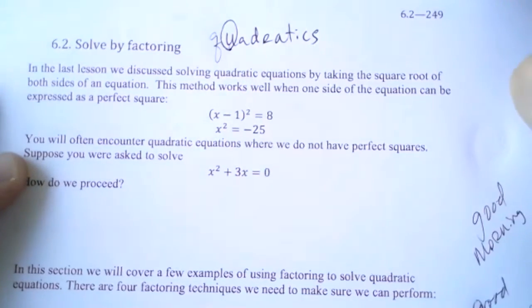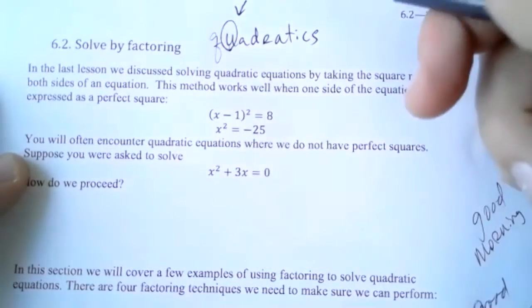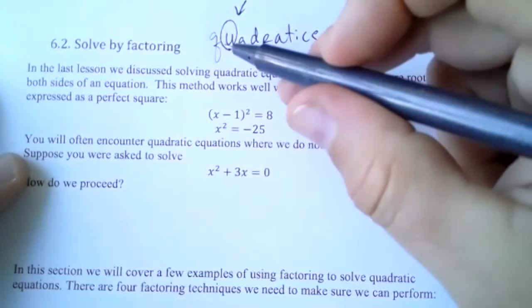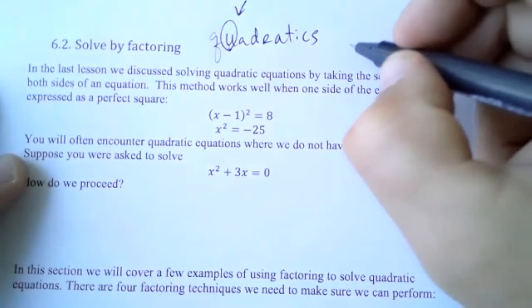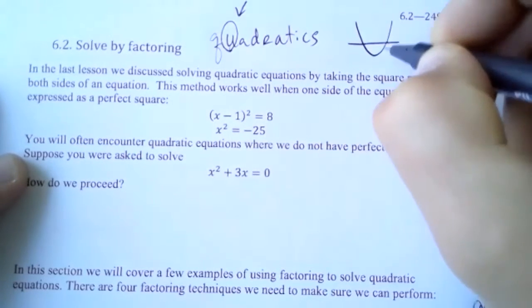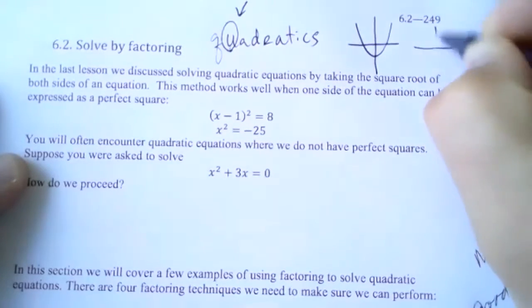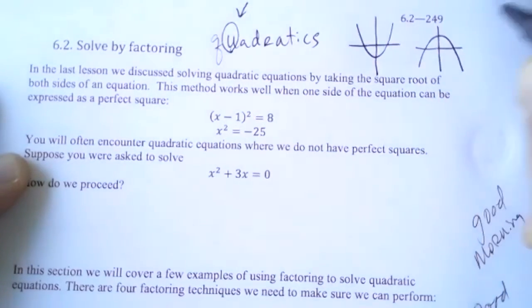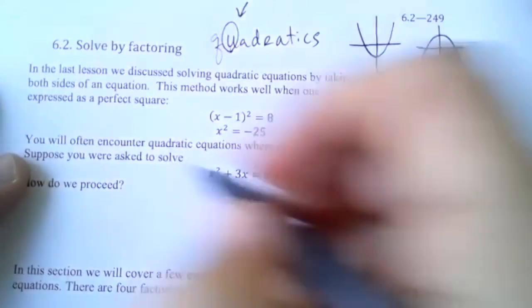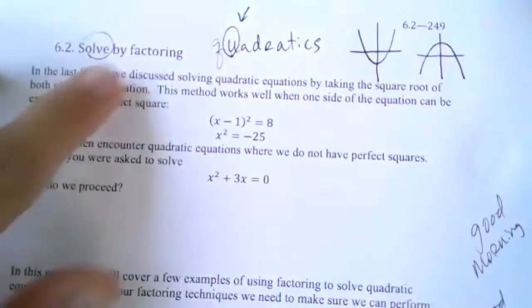Quadratics have a U-shaped graph. It's easy to remember what kind of form the graph takes because the word quadratics has a U in it. So we've got a U shape that can go up or a U shape that can go down. We've been graphing. Now we're going to be solving by factoring.